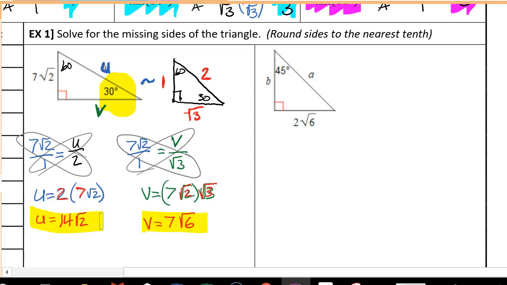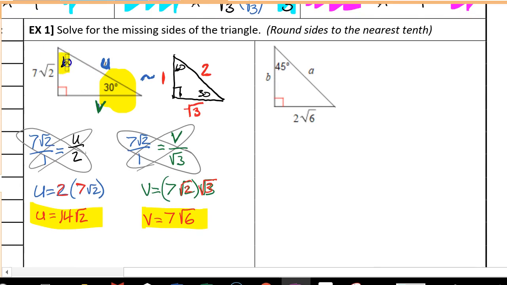Okay. Now, all this problem came down to was I recognized that I had a special right triangle, 30, 60, 90. I drew the baseline model of it, 1, 2, root 3. And I know that they are similar, so I can set up a proportion between corresponding sides.